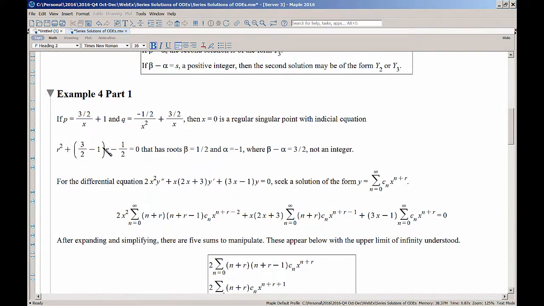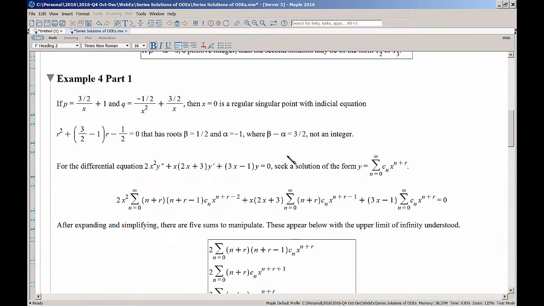Clean this thing up, solve that quadratic. Beta is a half and alpha is minus 1. And the difference is not a positive integer. So you will get two generalized series solutions without a logarithm term.